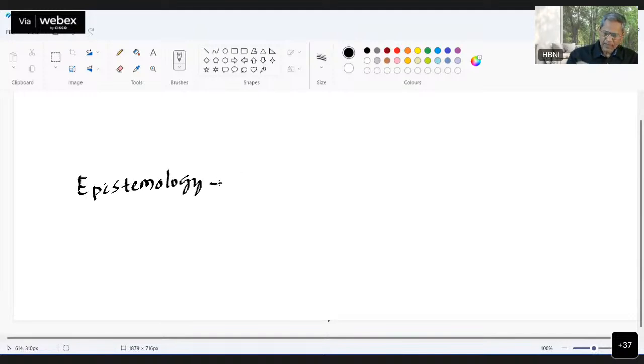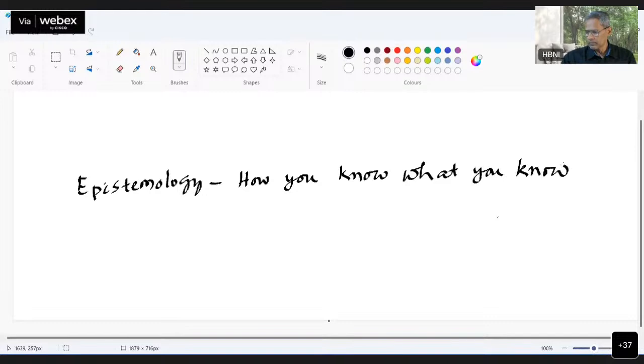Epistemology. This means how you know what you know. So this also has two types of belief. I'm only giving the extreme beliefs. There are also middle paths, what is called realism. Let me write it down, I'll tell you.